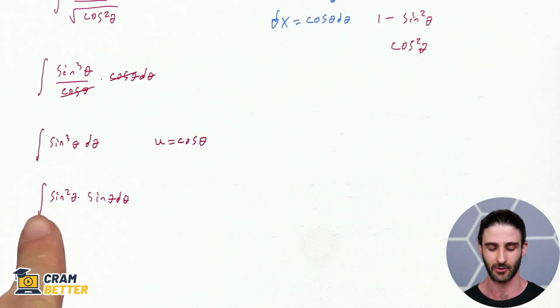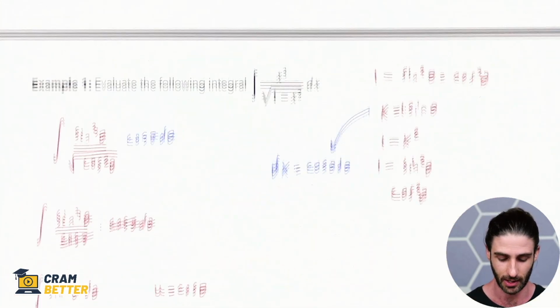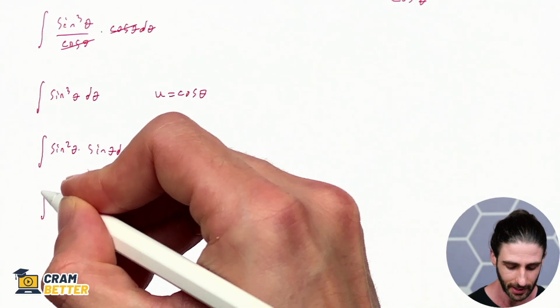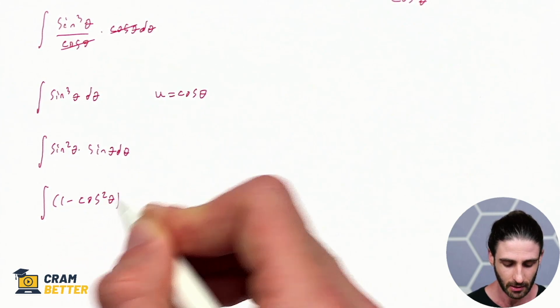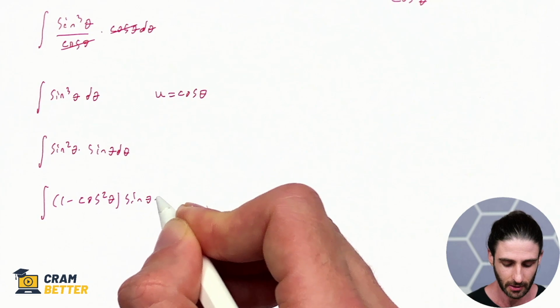Now, in this case, we're going to use the Pythagorean identity because we want to have the cosine there. So going ahead and do that, I'm going to plug in my identity. This will be 1 minus cosine squared of theta. This is sine of theta over here.